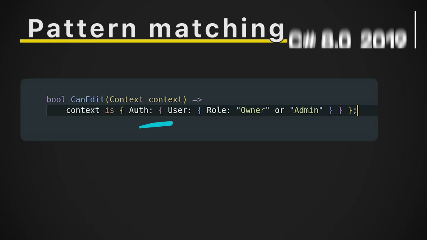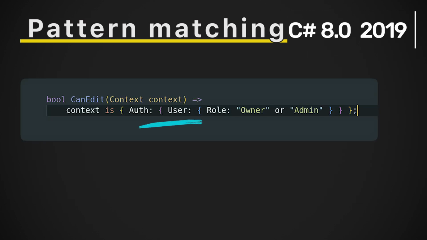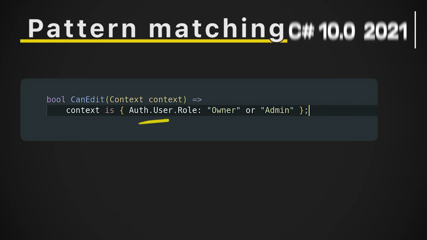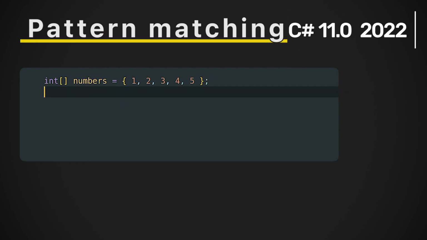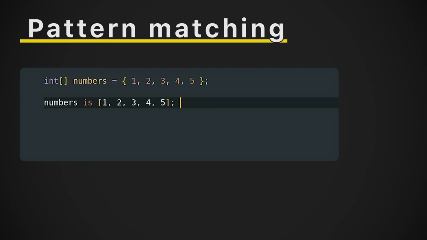You can reference nested fields or properties with C#8, but with C#10, it is possible to use the extended property pattern. C#11 introduced list pattern matching. You can use it with arrays as well, and you can check the exact elements of the array.